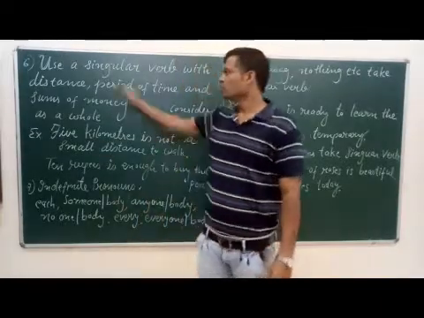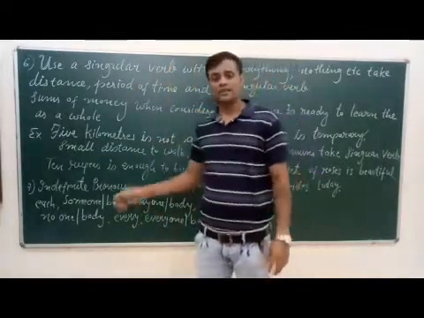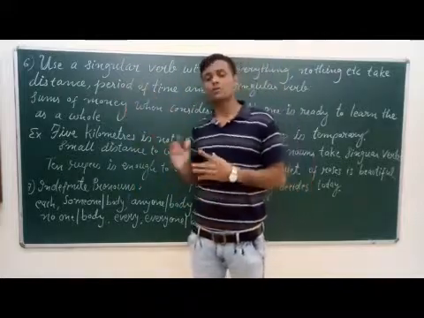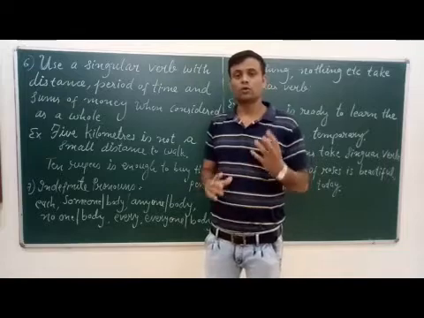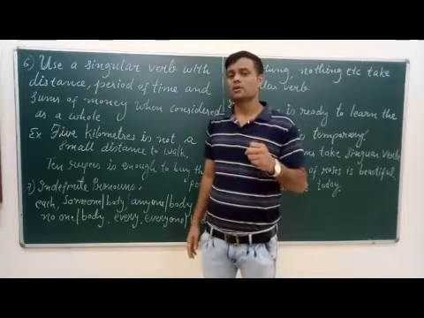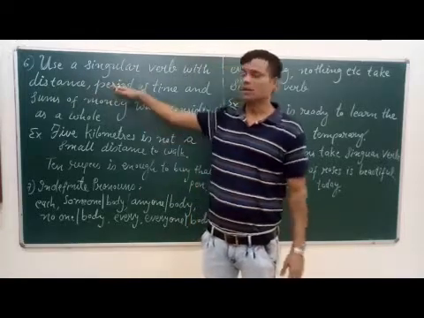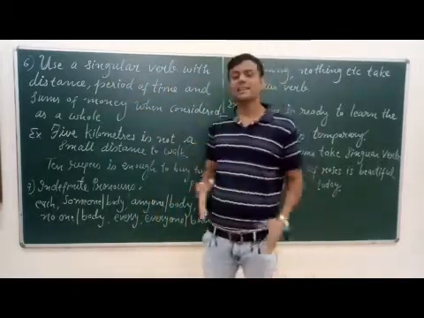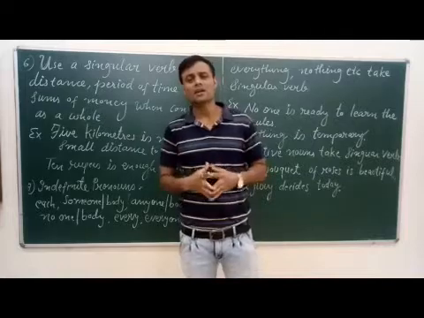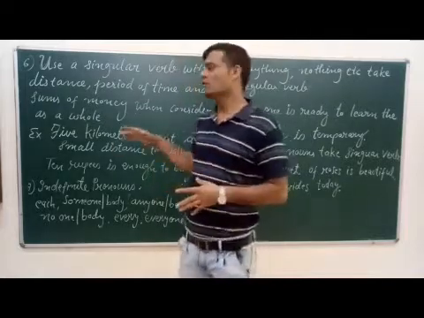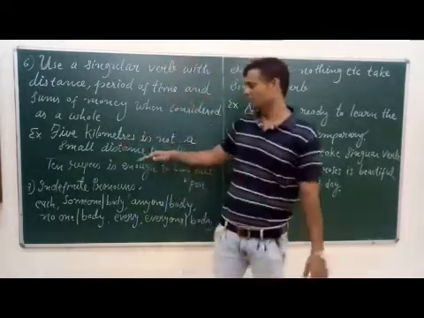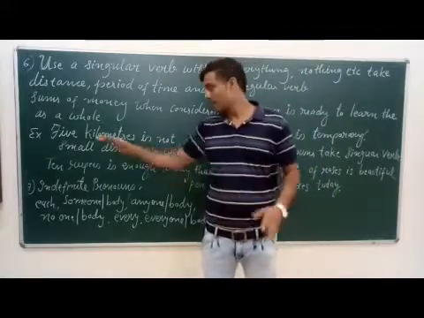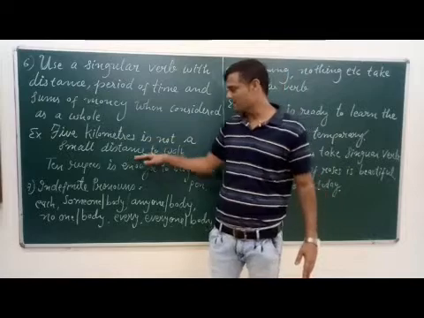Sixth rule: use a singular verb with a distance, period of time and sums of money. We have to use a singular verb with distance, period of time and sums of money when considered as a whole. For example, 5 kilometers is not a small distance to walk.